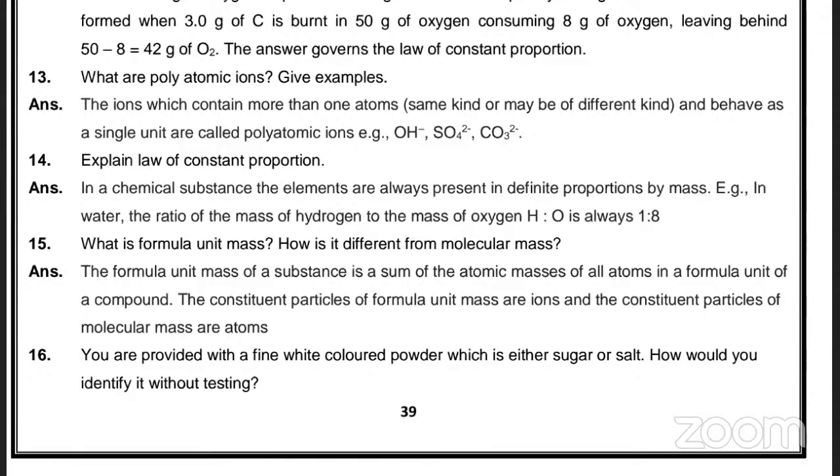And explain the law of constant proportion. In a chemical substance the elements are always present in a definite proportion.